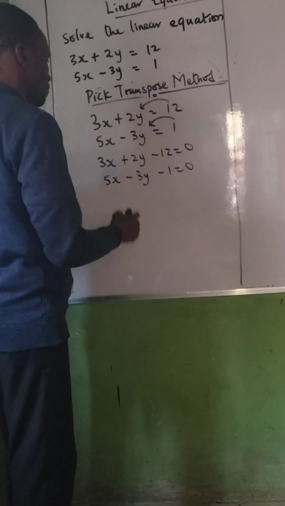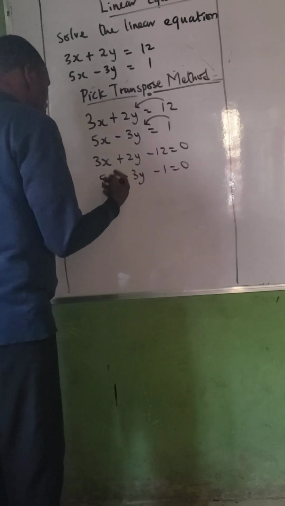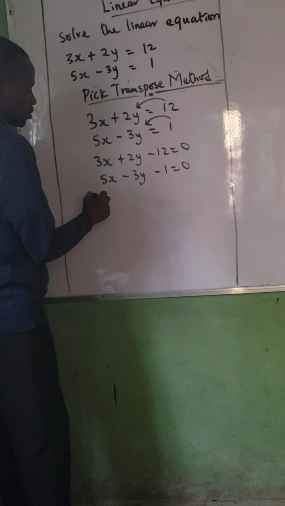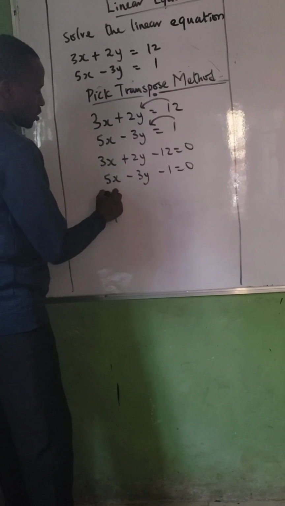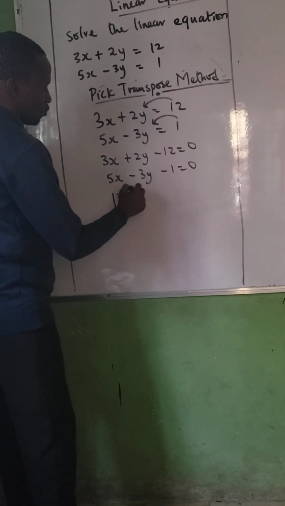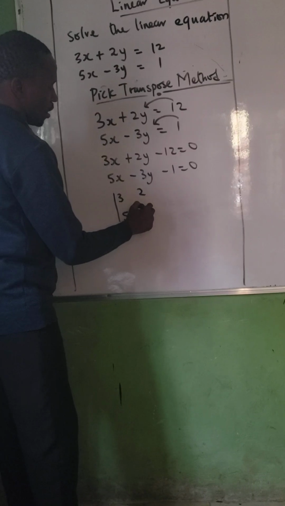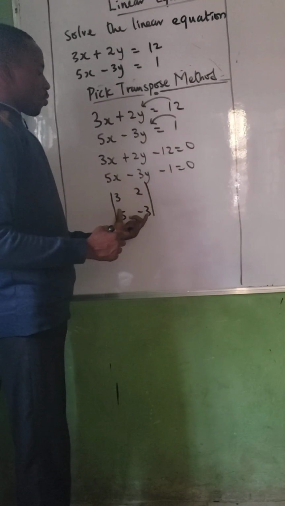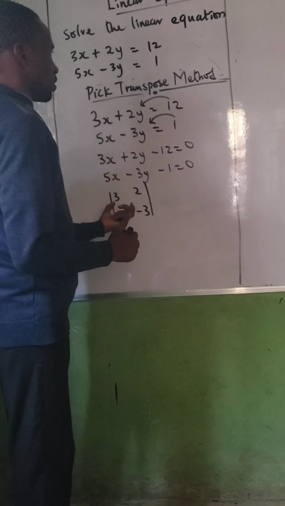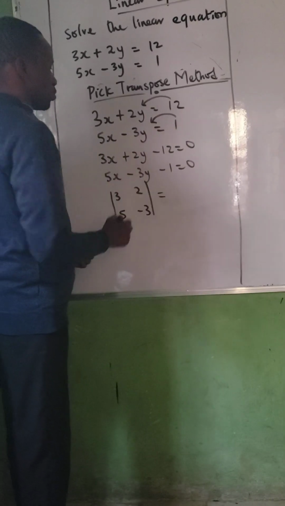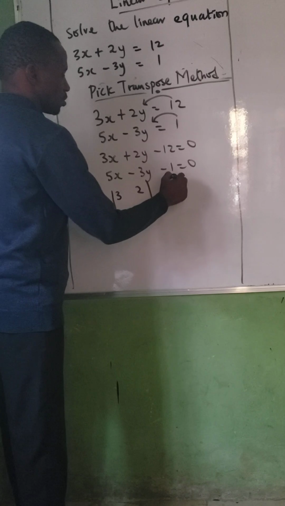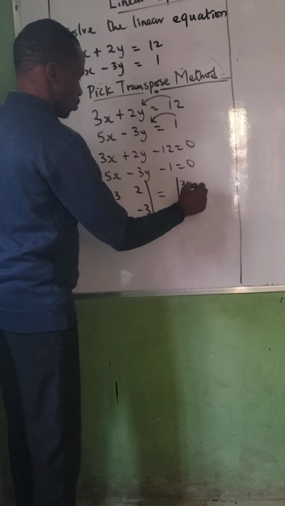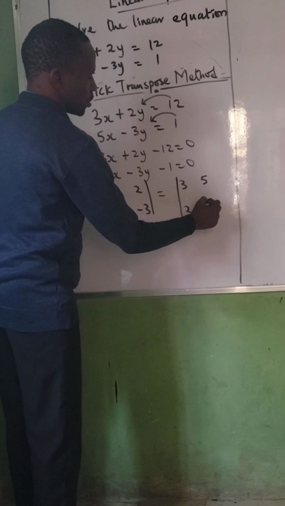So the first thing, you pick what? The first two column coefficients. Now, our first two column coefficients is what? That's 3, 5, 2, minus 3. This is the first two column coefficients. Now, once you pick the first column coefficients, you look for what? The transpose. So the transpose is what? Once we look for this transpose, this will give us 3, 2, 5, minus 3.